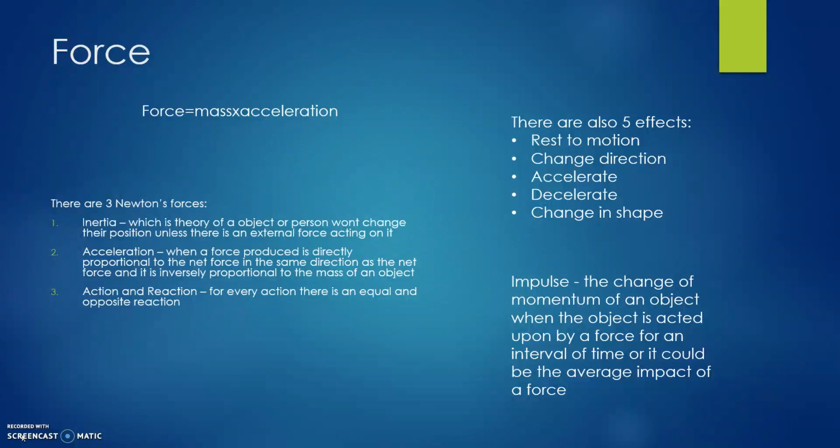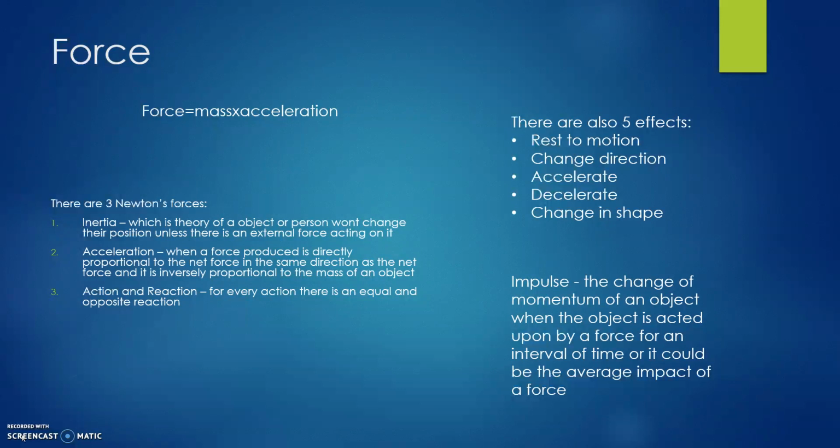The second law is acceleration, which is when the force produced is directly proportional to the net force in the same direction as the net force, and it is inversely proportional to the mass of an object. And this shows how, if a stationary or moving ball has an unbalanced force acting against it, how quickly does it move? For example, a tip-off in basketball, the ball is going directly upwards until one of the players touches it and moves it in an opposite direction.